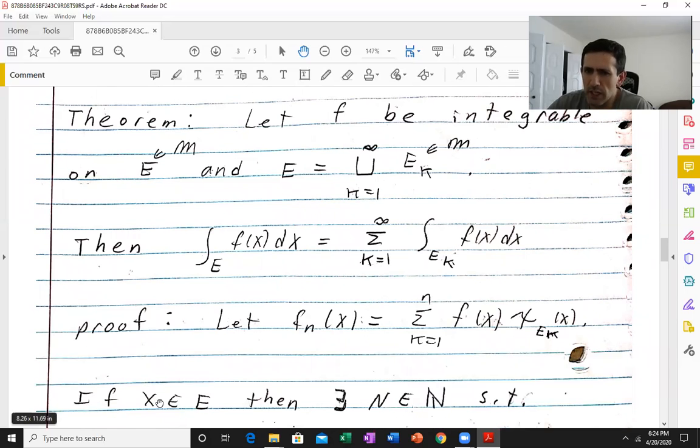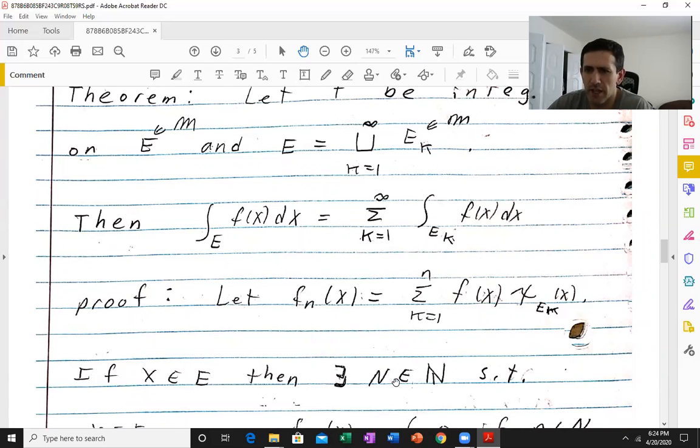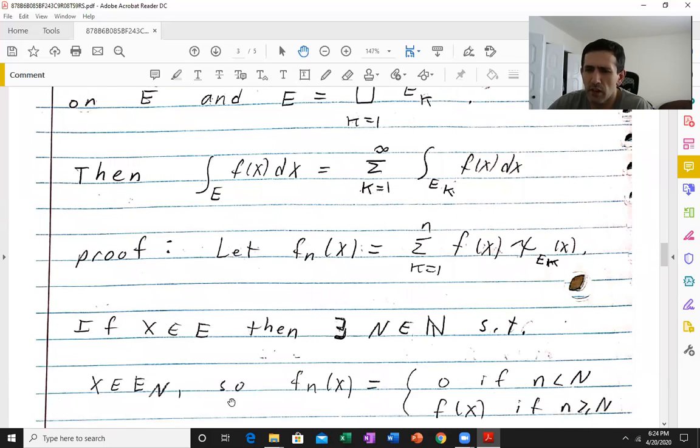So if x is in E, then clearly there exists an n where x is in En. So we know then what Fn of x is. These are all disjoint. So if k is not big N, then this characteristic function is 0. And therefore, this is just 0. We're assuming f is complex valued, so we're not worrying about 0 times infinity.